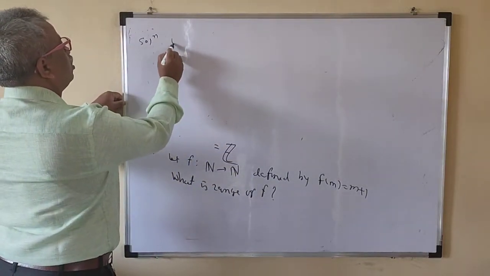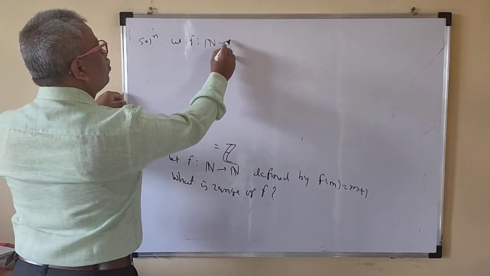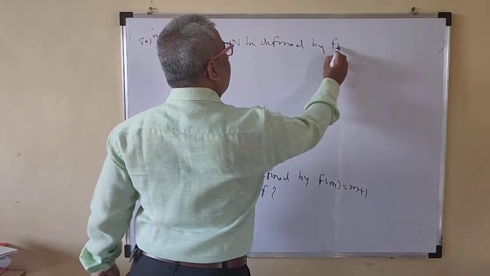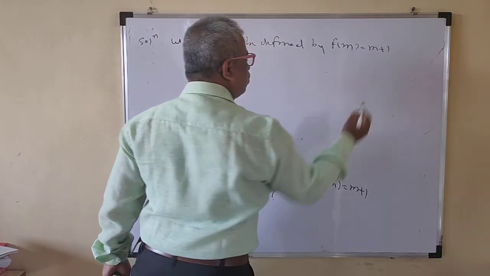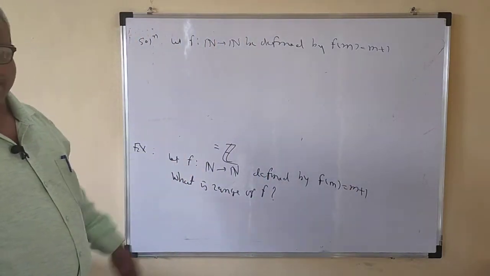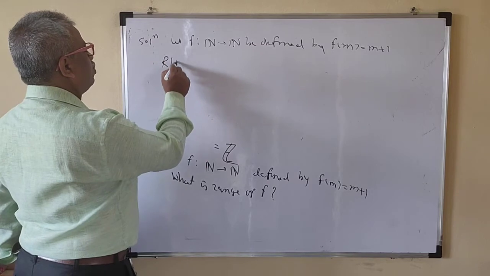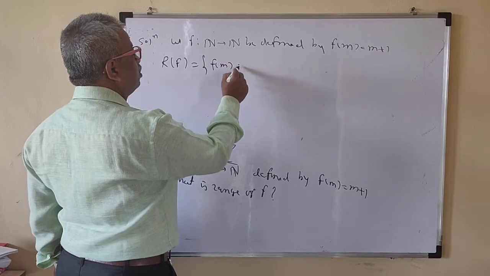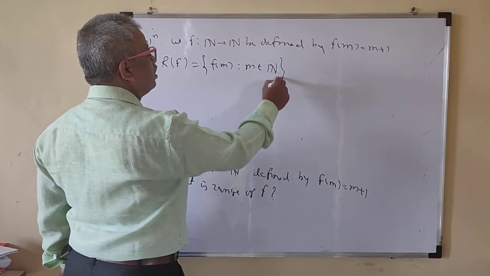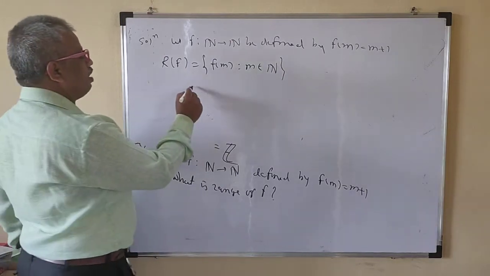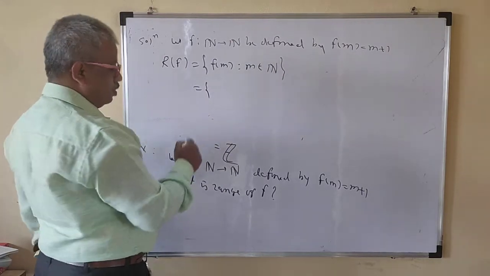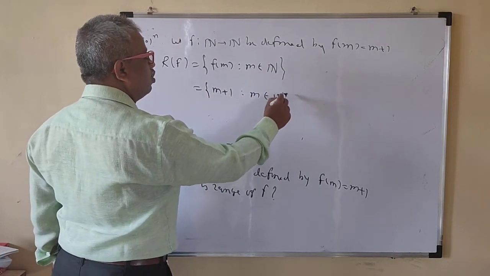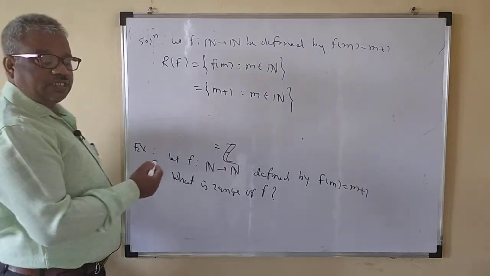Solution. Let f from N to N be defined by f of m is equal to m plus 1. They may give f of x is equal to x plus 1 or whatever. Now the range of f. The standard notation is range of f is equal to f of m such that m belongs to N. This is your domain. So what is f of m? It is m plus 1, m belongs to N. That means m is a natural number, so it starts from 1, 2, 3, 4.